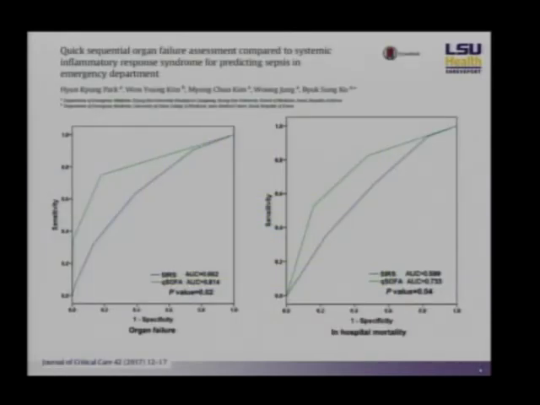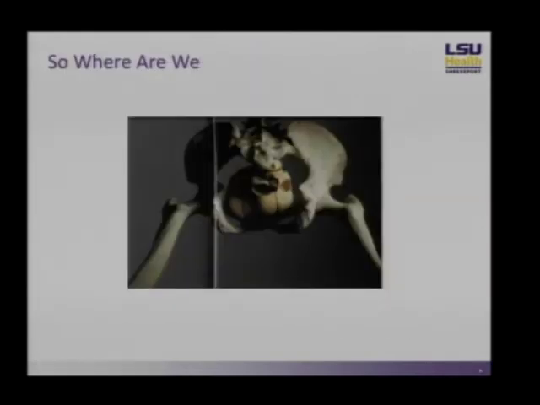So they said, well, what about SIRS versus Q-SOFA? Which one's better? We've used SIRS forever. Why can't we still use it? Truth of the matter is, Q-SOFA is actually more predictive than SIRS in patients who have sepsis from that standpoint. So where are we now with all of this?